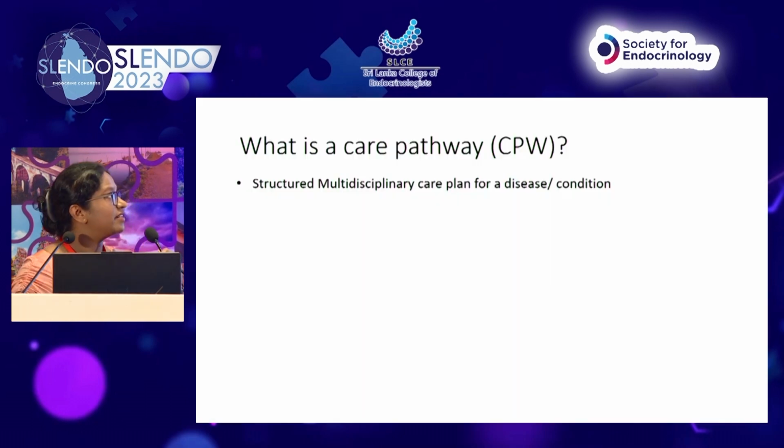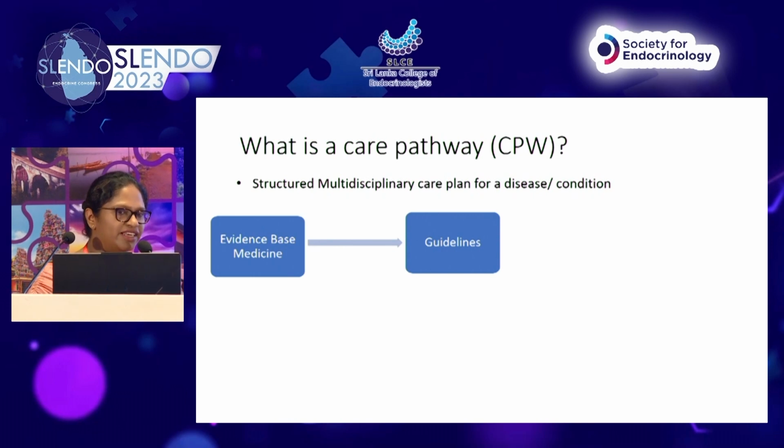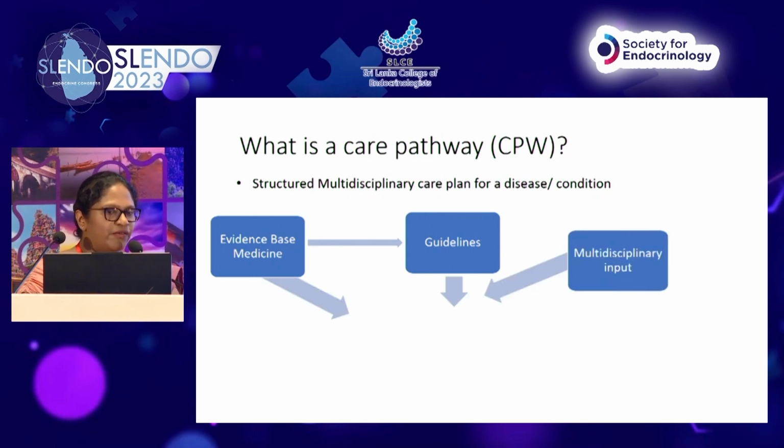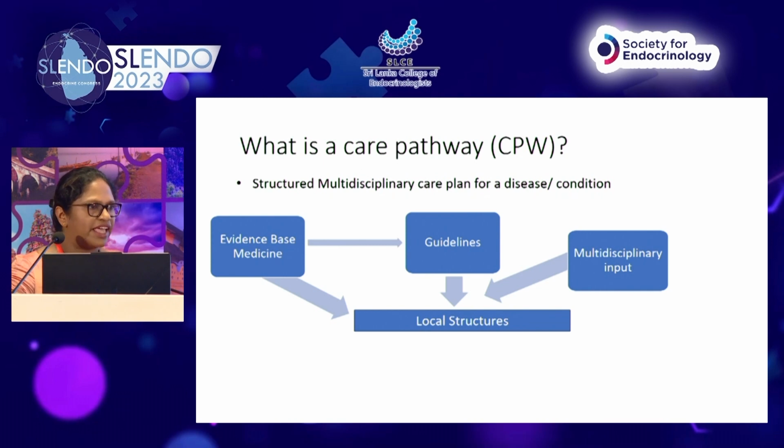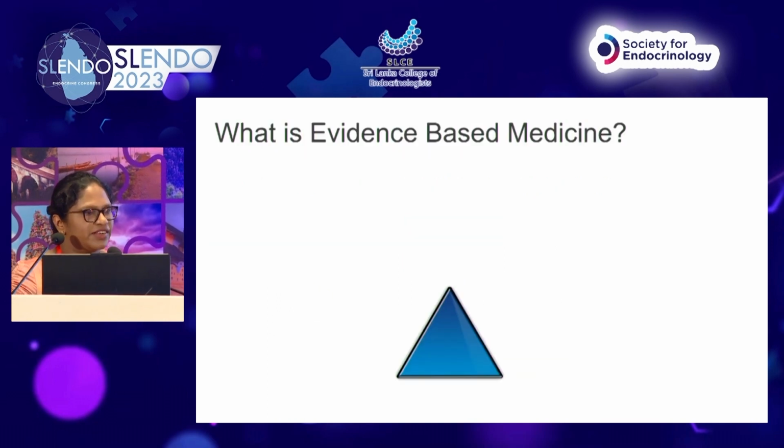So what actually is a care pathway? It is a structured multidisciplinary care plan for a disease or a condition. So how do we make it? We now have a lot of evidence-based medicine, and we put all this evidence-based medicine together to make guidelines. And when we put multidisciplinary input into these evidence-based medicine guidelines, and we incorporate everything into the local structure, we form care pathways. So what is this evidence-based medicine?